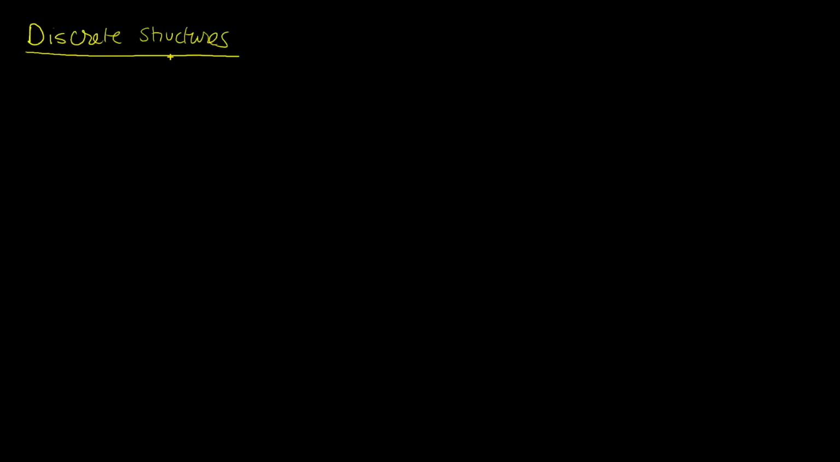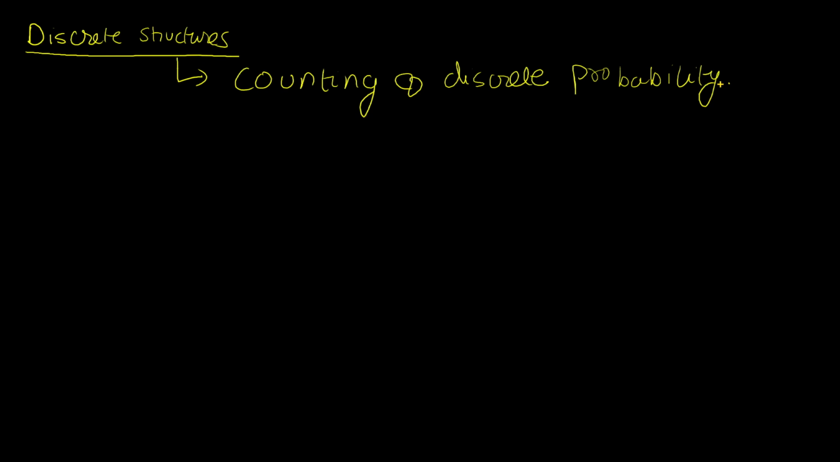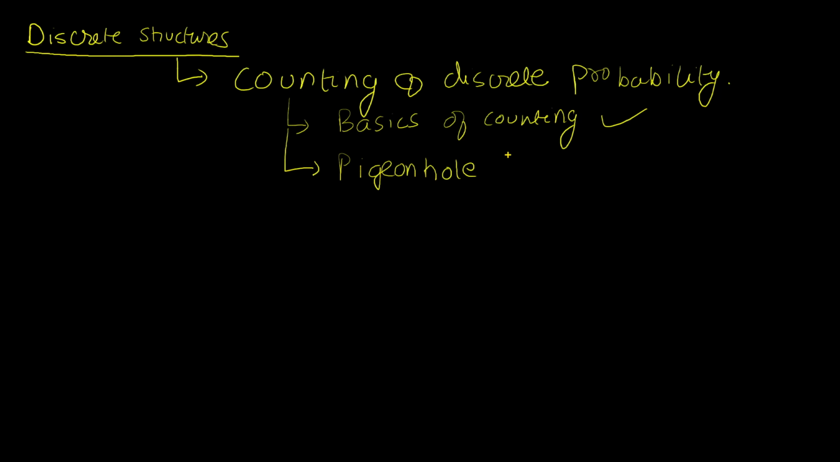Okay, so welcome to the 39th video in the discrete structure series and a continuation of the chapter counting and discrete probability. In the last video, we covered the first topic in this chapter, and that was the basics of counting. And we looked at some numericals. In this video, we'll be looking at the pigeonhole principle.